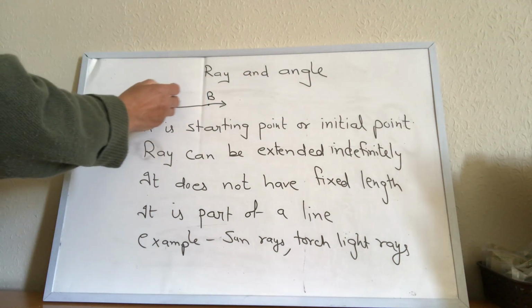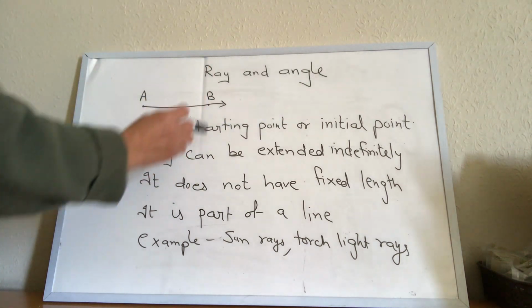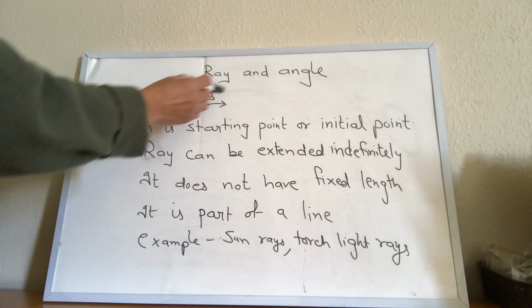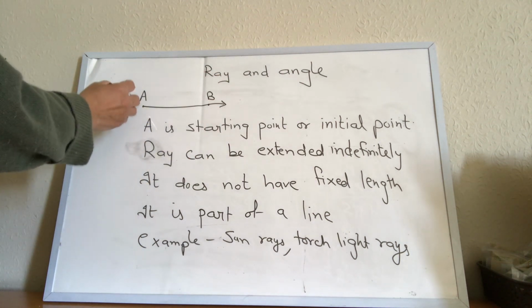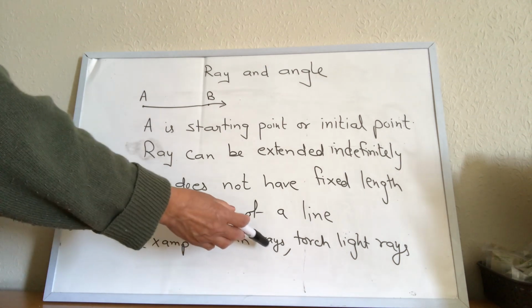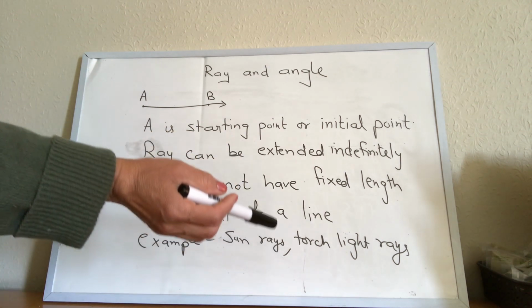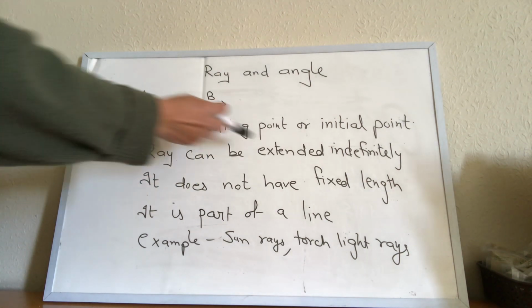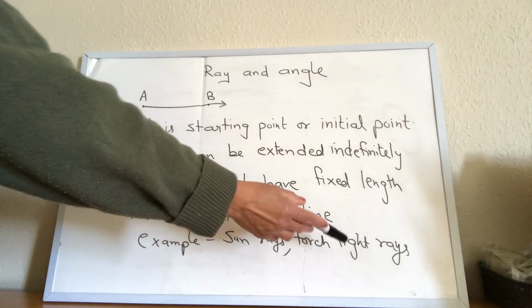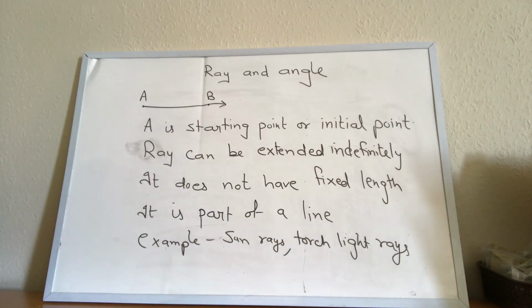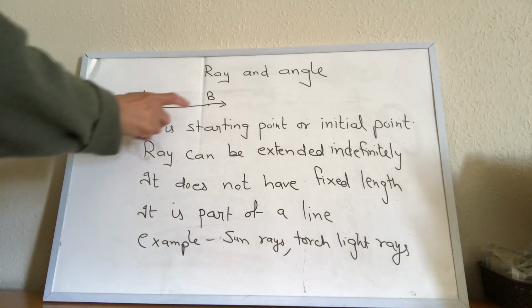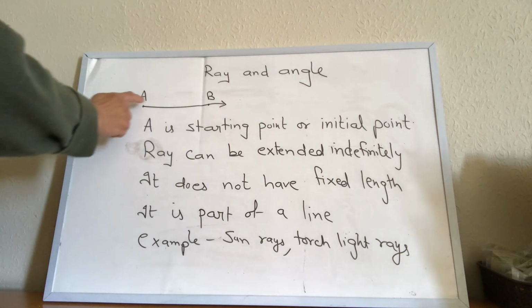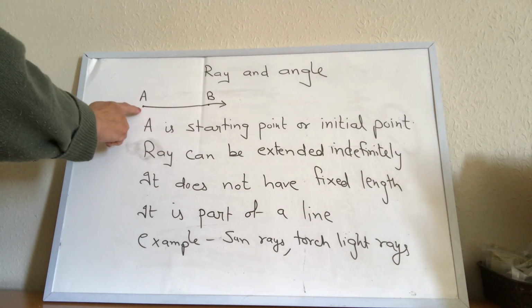So when it can be extended indefinitely in this direction, it does not have a fixed length and it is part of a line. Example can be taken as sun rays. Starting from sun, they fall everywhere, so they can be extended indefinitely. And torchlight rays can also be taken as an example. So a ray does not have a fixed length. It can be extended indefinitely, and this first point is your initial point.